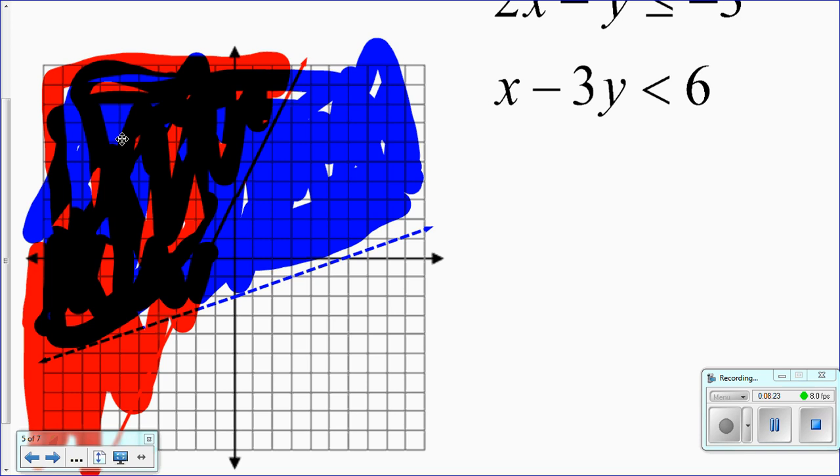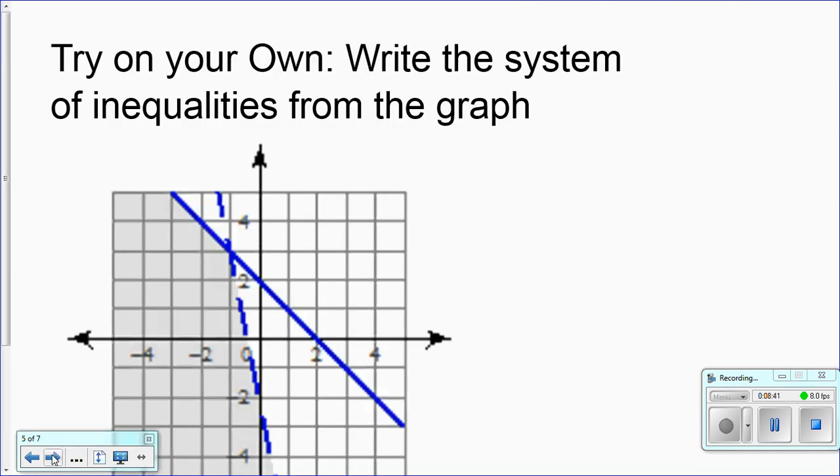I would suggest when you have colored pencils or just a pencil that you really shade that part in really dark compared to the other shaded parts. That way we know that's where your solutions are. Okay? Alright. And then I have one more try on your own.